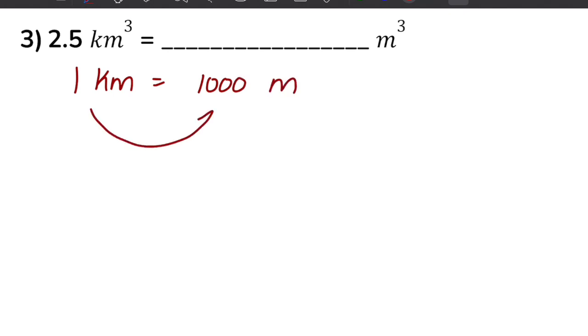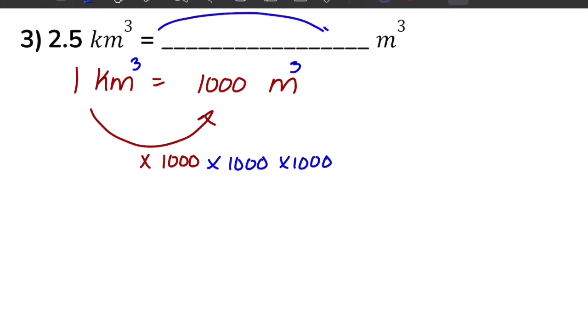And again, because it's cubed, we're not multiplying by 1,000. We're multiplying by 1,000 3 times. So that's 1 billion. Okay? So here I'm going to multiply by 1,000 times 1,000 times 1,000. Okay? You can plug that in your calculator. Okay? And you will get a huge number.